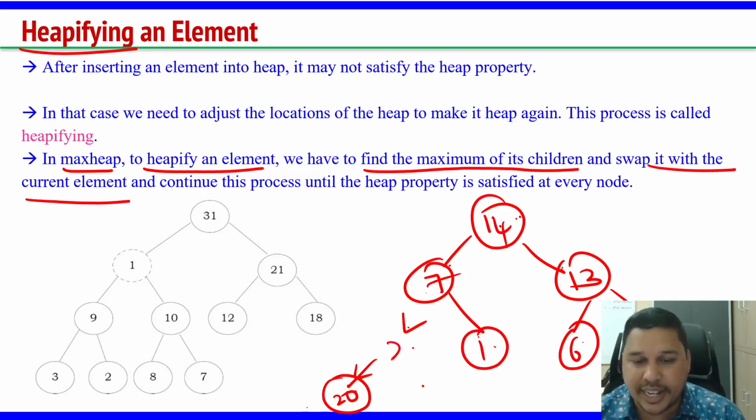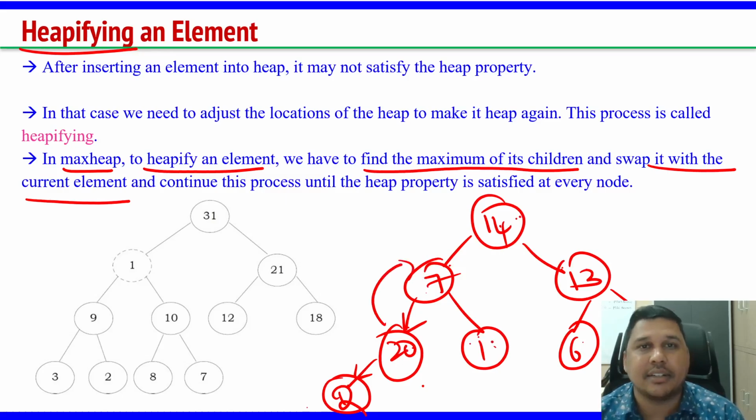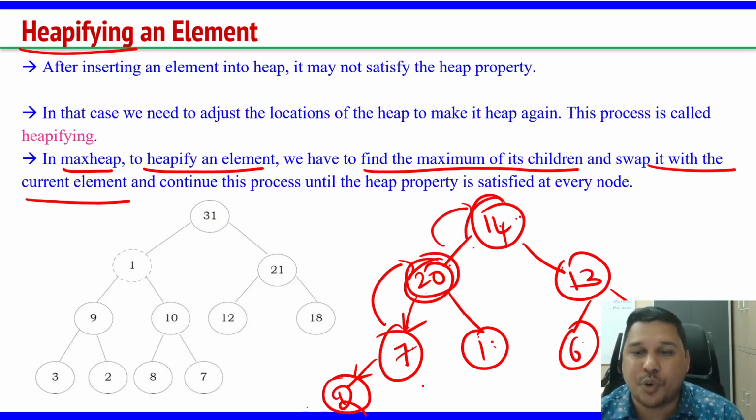So, because of this 20 comes here and 2 comes here. Then for next go up, 7. Find out the maximum in its left and right. 20 is maximum, swap it with the root element. So, this becomes 20, this becomes 20 and this becomes 7. Then we have 20 here, find its parent, that is 14, find out the largest of 20 and 13, 20 is the largest, swap it with the root. So, this becomes 20 and this becomes 14. This is how we can do the heapifying process.